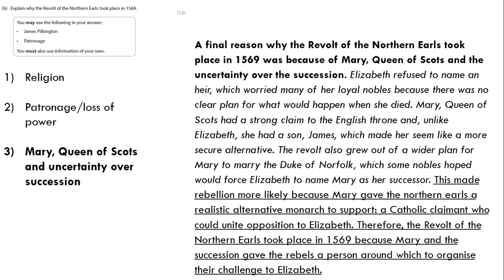Now, if this came up as a 16 marker, you would have to make a judgment as to which one of these three reasons was most important for why the revolt took place. And that's entirely up to you to argue. One might argue that religion dominates and the main reason why they wanted to do the revolt was to change religion, and the other factors were secondary. You could also argue, of course, that there would not have been a revolt without Mary Queen of Scots, because there'd be nobody to organise it around. And because the whole revolt involved removing Elizabeth, or at least weakening her power, having an alternative monarch was fundamental to the revolt taking place. So that's our 12 marker on why the revolt of the Northern Earls took place.